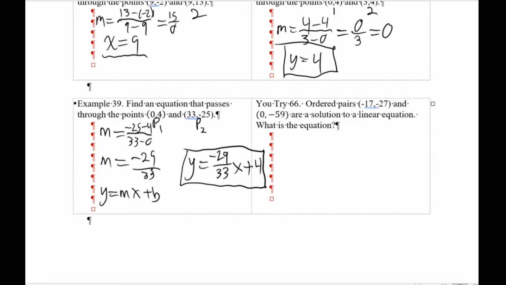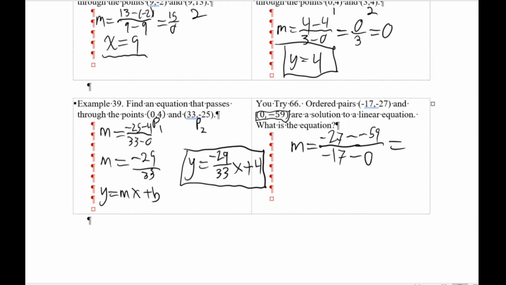Now you try. Ordered pairs (-17, -27) and (0, -59) are a solution to a linear equation. What is the equation? So you may have noticed that this is also a y-intercept right here, but we still need to find the slope. So m equals, here I'm going to let this be my point 1, so we'll have negative 27 minus negative 59 all over x value of negative 17 minus 0.